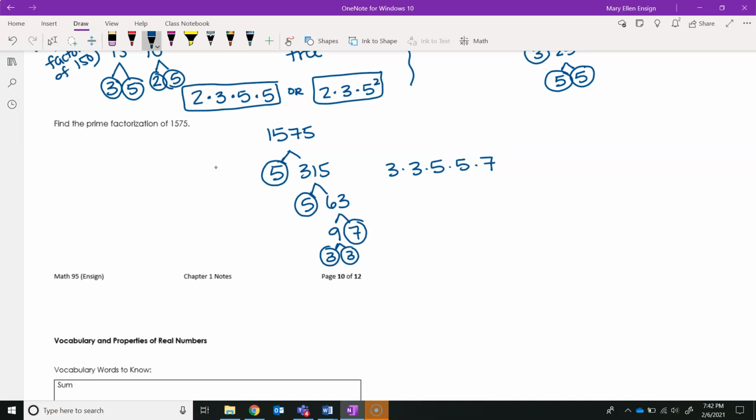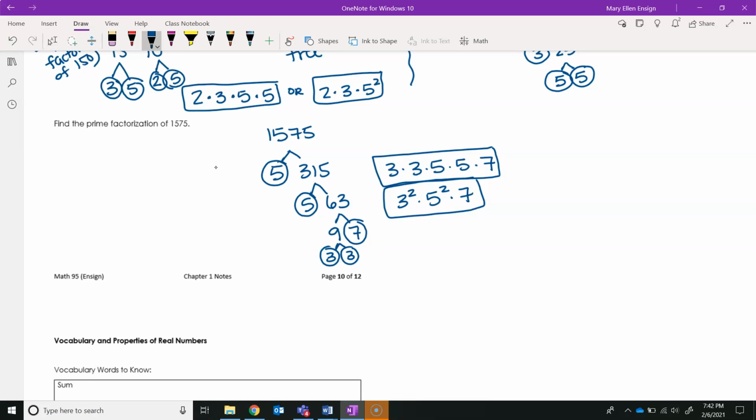Sometimes just to make sure I get them all, I count how many things I have circled. Here I have 1, 2, 3, 4, 5, and here I have 1, 2, 3, 4, 5. So hopefully you see there's another way to write this one also. I have 3 squared times 5 squared times 7. Either one of those is fine.